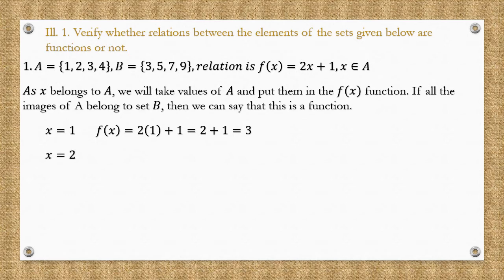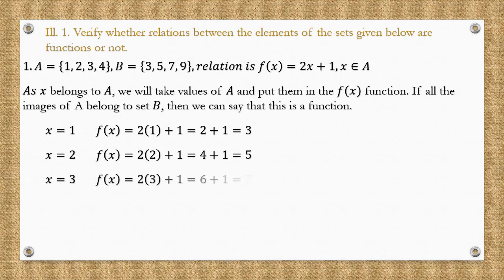Second value of A is 2. So x will be taken as 2. f(x) will be 2 times 2, 4 plus 1, 5. It also belongs to B. Next, x is equal to 3. So f(x) is 2 times 3, 6 plus 1, 7, belongs to B.